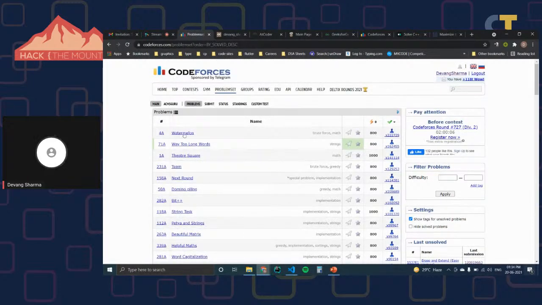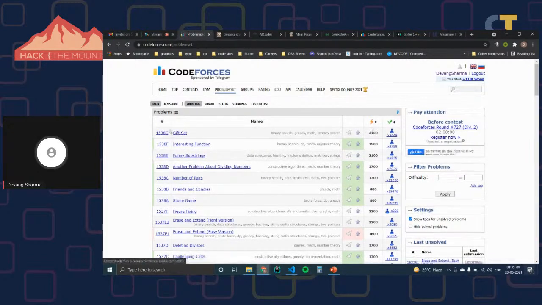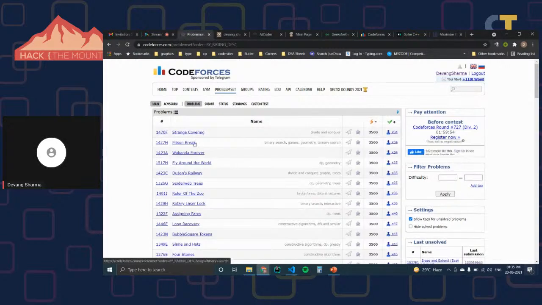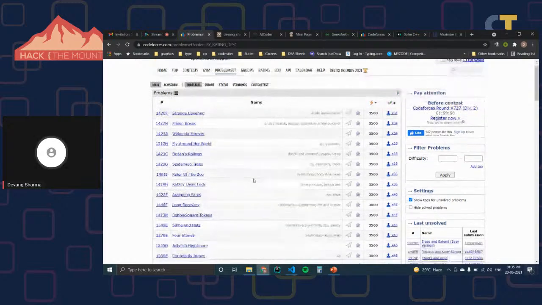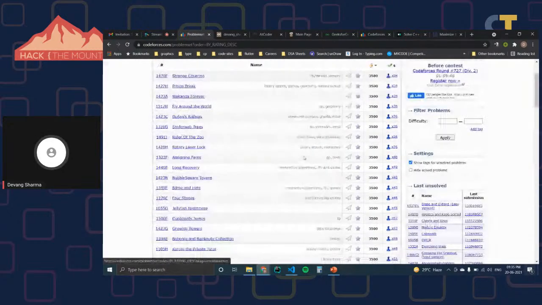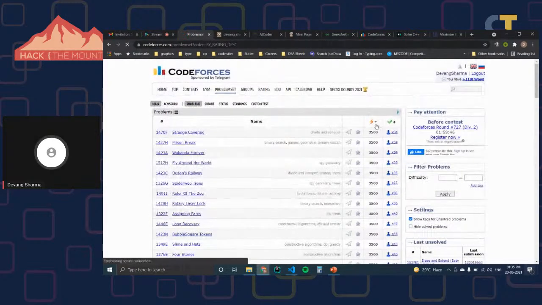This shows the questions submitted the highest number of times, and you can sort on the basis of difficulty as well. This is one of the highest difficulty questions, a 35,000 rating, the most difficult question on Codeforces. You can also sort it in descending order.